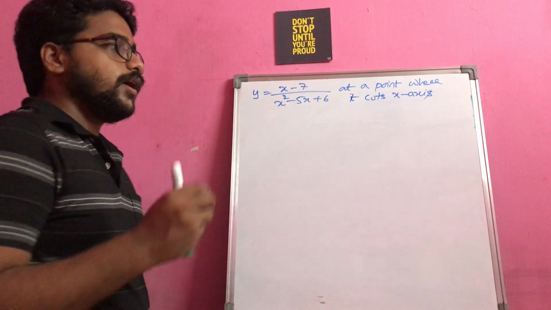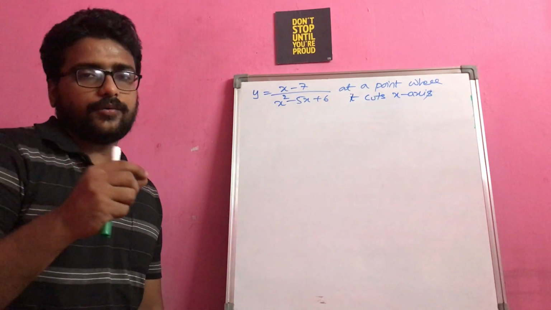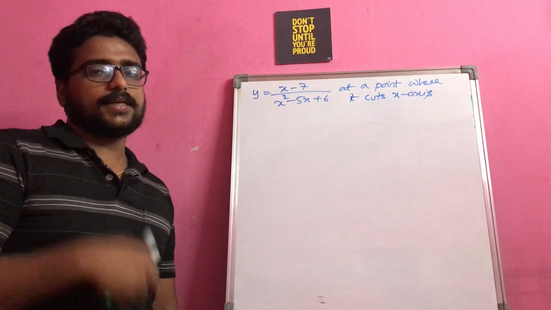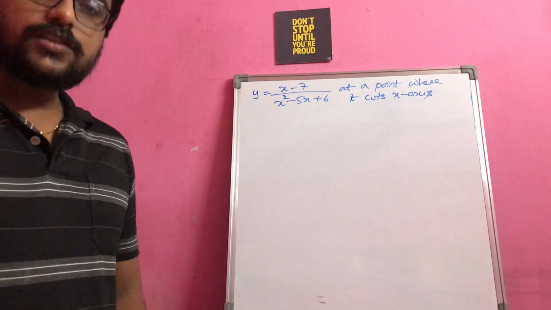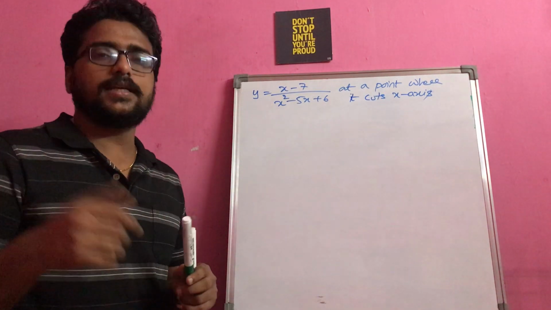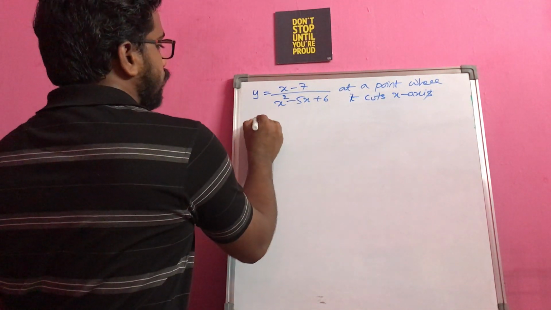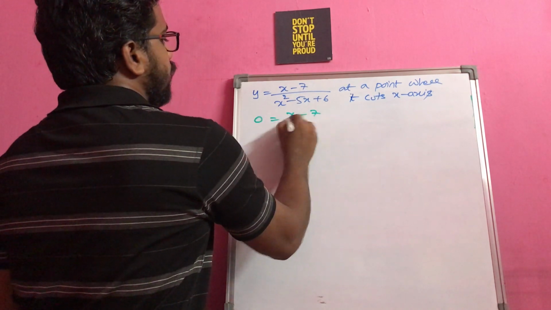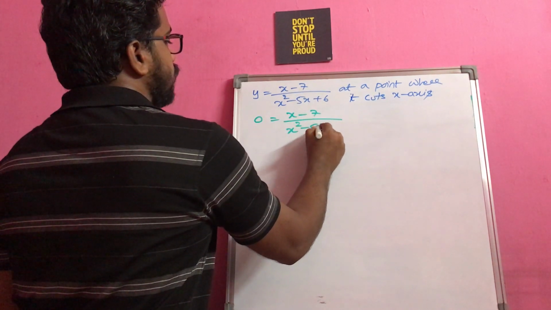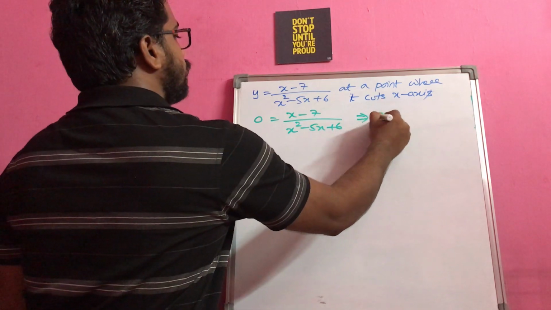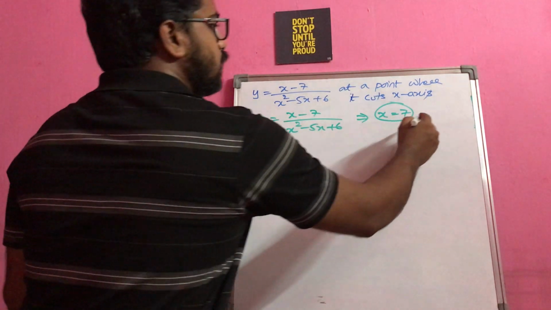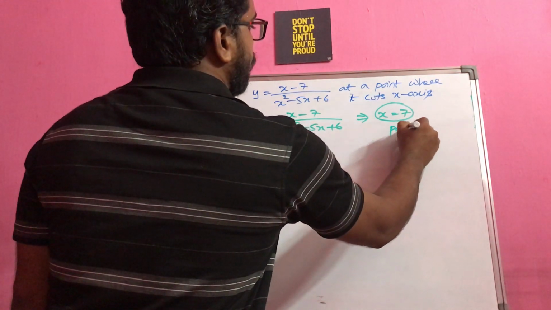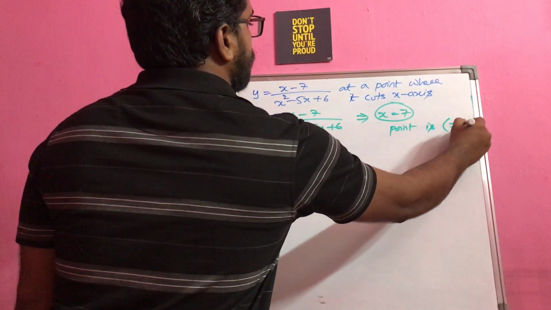Just think a minute. Any line or any curve, if it is touching the x-axis, that means what is happening to the y value? It is 0 obviously, right? Because on x-axis y is absent. So if I substitute y with 0 here, I will be getting x minus 7 by x square minus 5x plus 6. If you do the further simplification, you are getting x is equal to 7. So in this question, the required point is (7, 0).